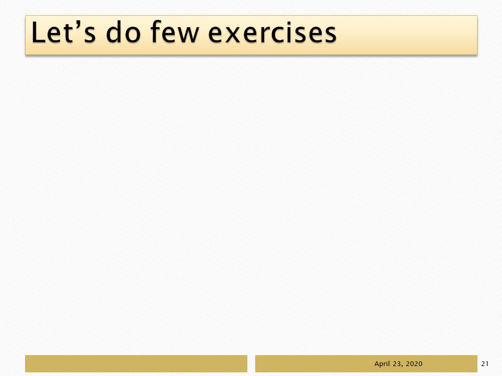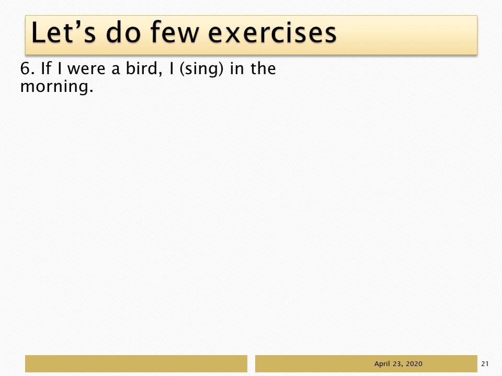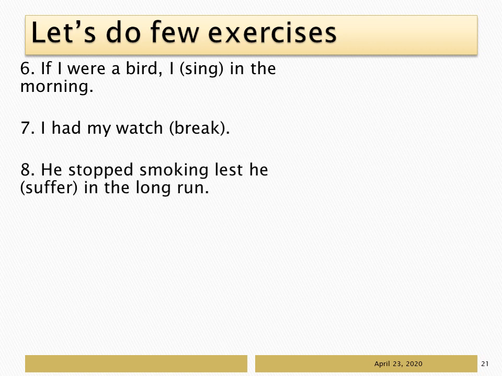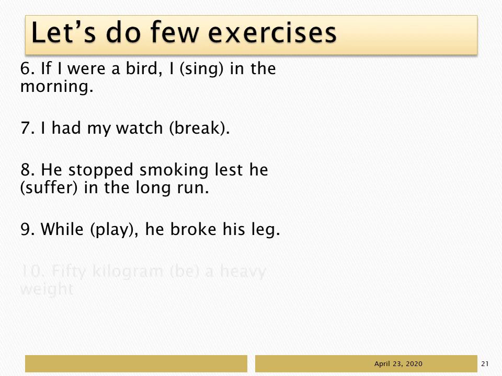Let's do a few more exercises. Number 6, if I were a bird, I sing in the morning. So when the if clause is with the verb were, you know it can be second condition or third condition. Number 7, I had my watch break. So here had is a causative verb. And number 8, he stopped smoking lest he suffer in the long run. The key word is lest. So you know you have to use a modal auxiliary before the main verb of the principal clause. Number 9, while play, he broke his leg. After while, the formation of verb, I think you can remember.